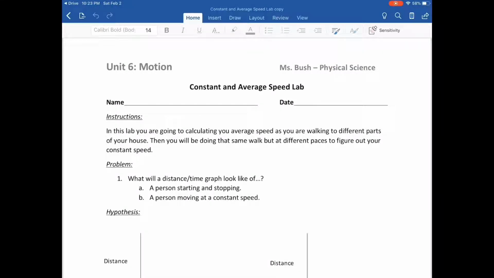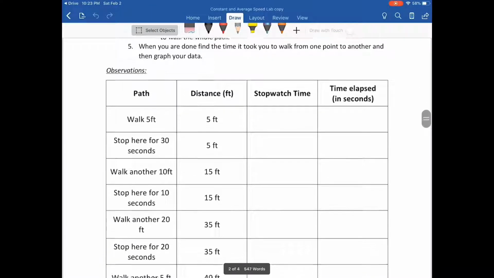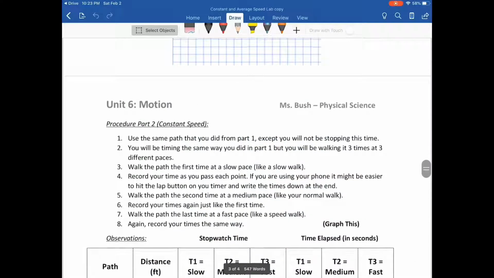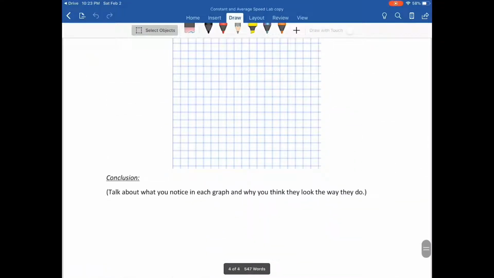In this video, we're going to be talking about the constant and average speed lab. I'm just going to give you the basic information on what you need to do for it and kind of show you what your graphs should look like and what your calculation should look like.